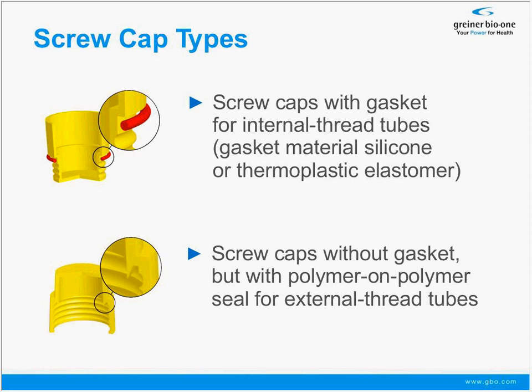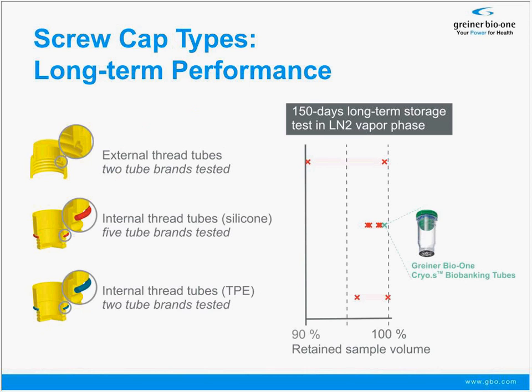There was a lot of discussion in the community going on. Could any regulation be drawn or provided in terms of what is a good screw cap for which type of application. So it was also a lot about long-term performance and performance in the very challenging environment of vapor phase liquid nitrogen. So we first set up a benchmarking study where in total 9 different tubes from different suppliers have been tested. We filled these tubes with working volumes of water.